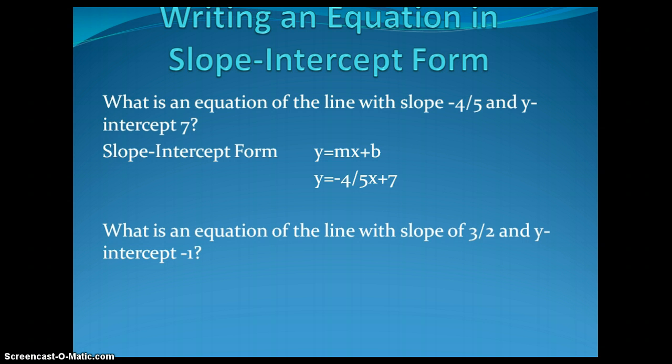Let's practice by creating an equation of a line with a slope of 3/2 and a y-intercept of -1. Again, slope-intercept form is y equals mx plus b, where m represents our slope and the letter b represents our y-intercept. We will substitute 3/2 for m and -1 for b to have our completed equation of y equals 3/2 x, take away 1.